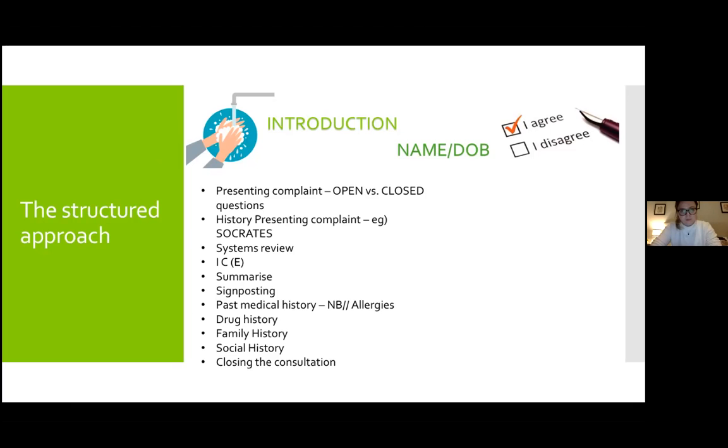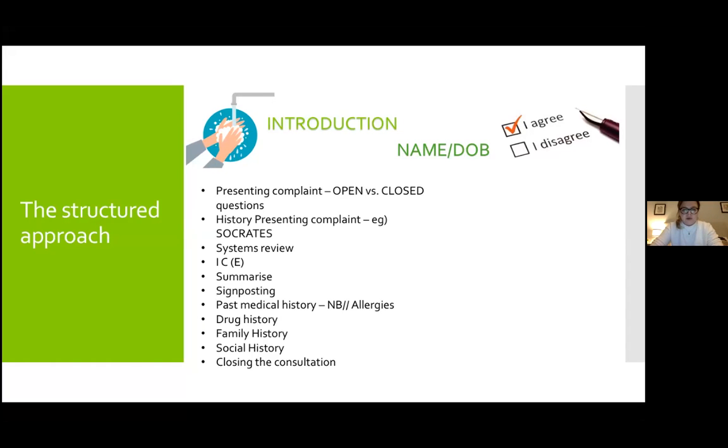The main presenting complaints for a cardiovascular history are going to be chest pain, shortness of breath, syncope, and palpitations. And I've got slides on those later that will go through what you need to make sure you're asking in each of them.